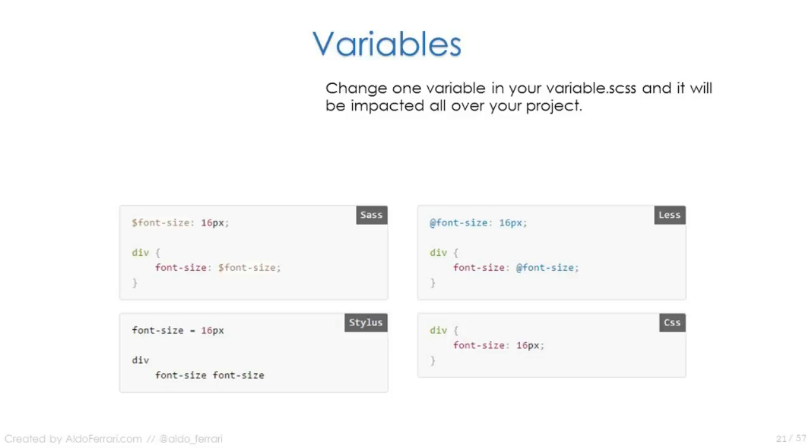So it depends on you, but for basic usage, to start immediately, it's easier with Sass. So let's continue. Variables are easy and straightforward. You have a variable and you can apply the font variable to any element that you want. If you change 16 to 17, your div will have a different font size, and so on.